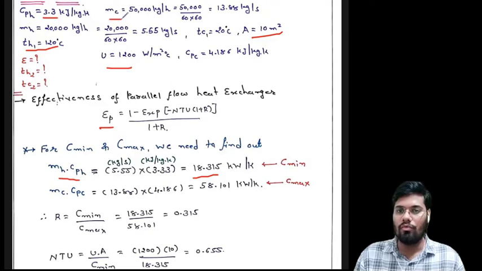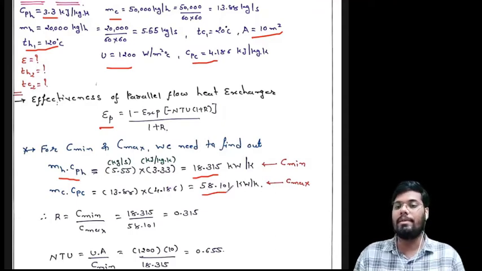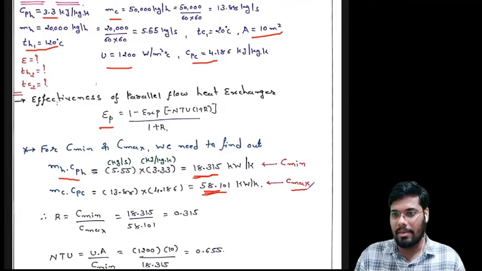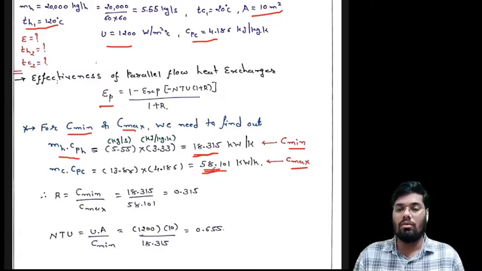m_c Cp_c: mass flow rate of cold fluid, and Cp_c, this is our water. So specific heat of water is 4.186 kilojoule per kg Kelvin. So this is the value of heat capacity of cold fluid. It is 58.101. So from these values we can see that our CC is greater than CH. So our CC becomes C maximum and our CH becomes C minimum. Okay, so this is how we can get the value of C minimum and C maximum. C minimum is the lowest value among these 2 values and C maximum is the highest value among these 2 values.